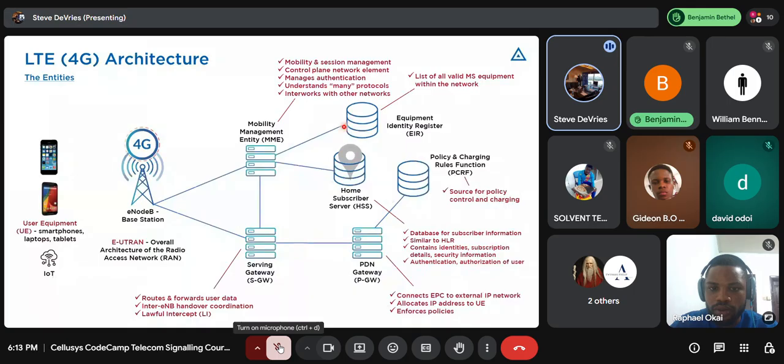So you also have the equipment identity register, which is just like the legacy equipment identity register. It lists all the valid equipment.